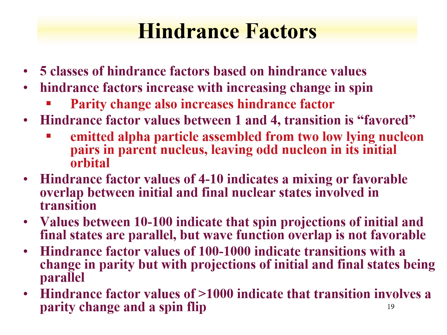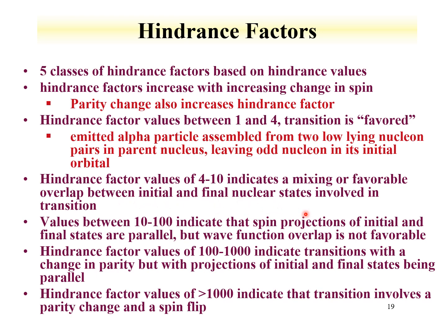So the emitted alpha particle is from two low-lying pairs of nucleons. Hindrance factors between 4 and 10 indicate a mixing or favorable overlap between initial and final nuclear states. 10 and 100 usually means that the spins of the initial and final states are going to be the same, but the wave function overlap is not favorable.